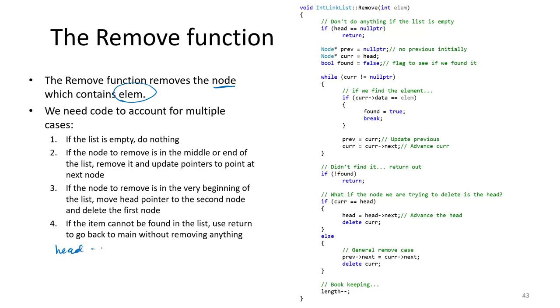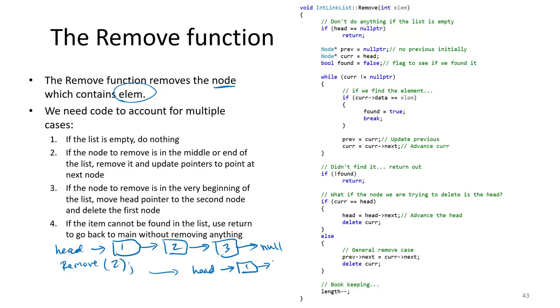For example, if we have that list from before, if we have the list containing 1, 2, 3, and we call remove on 2, then we would end up removing the node containing 2, and we'd be left with just 2 nodes in our list. The node containing 1 would be connected to our node containing 3.